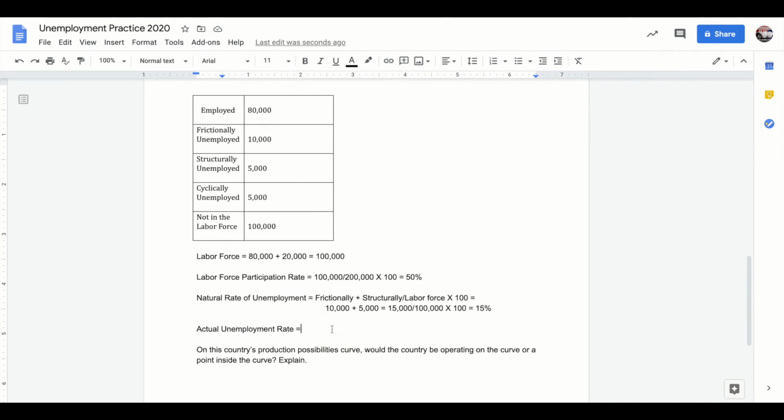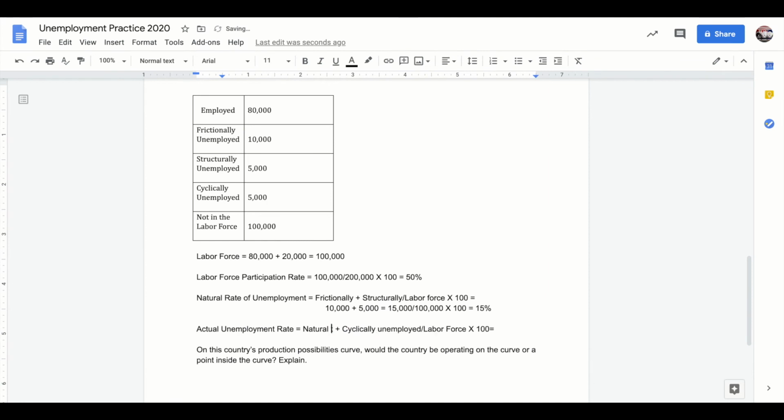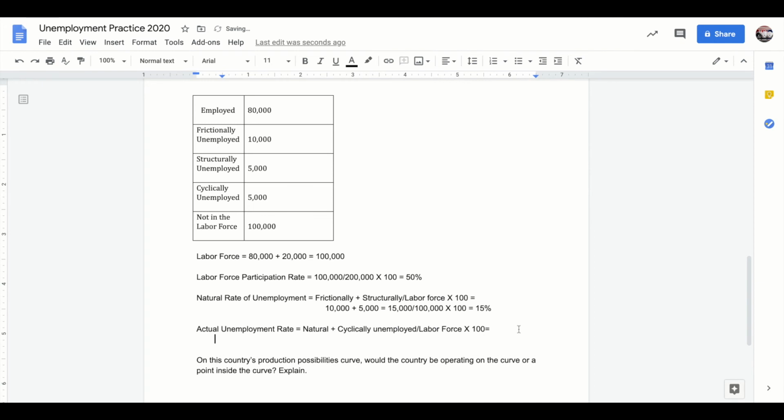Our actual unemployment rate is going to be natural unemployment plus our cyclically unemployed, divided by the labor force, times 100.